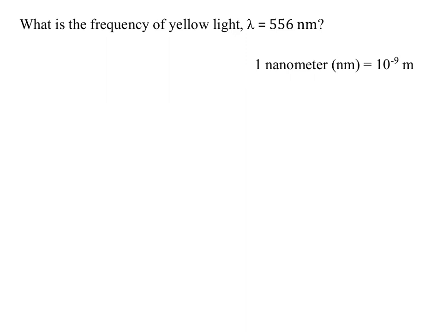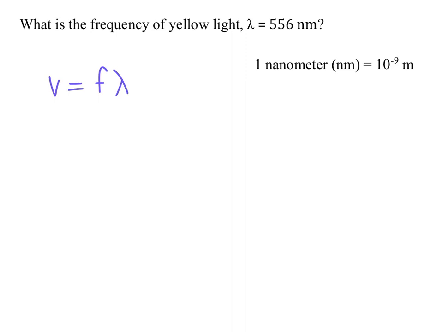So when working with the speed of light, there are generally two equations that we use. The first one we'll use in this problem involves wavelength and frequency. That is the equation often called the wave equation, that v is equal to f times lambda.